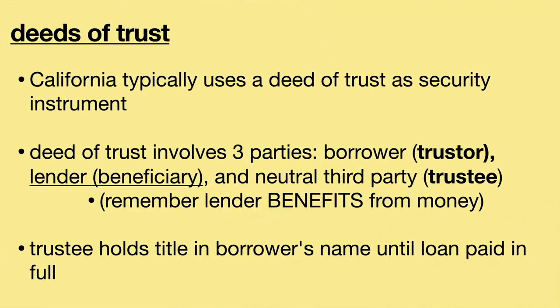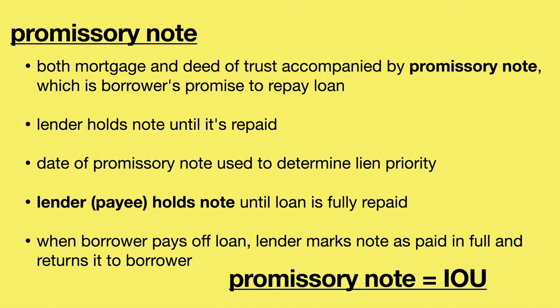California typically uses a deed of trust as the security instrument. The deed of trust involves the borrower, trustor, the lender, beneficiary, and a neutral third party, trustee. The trustee holds title in the borrower's name until the loan is paid in full. Both the mortgage and the deed of trust are accompanied by a promissory note, which is the borrower's promise to repay the loan. The lender holds this note until it's repaid.